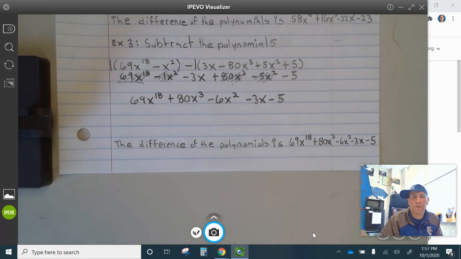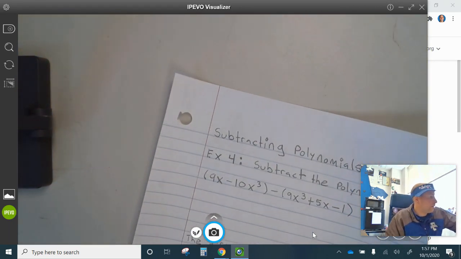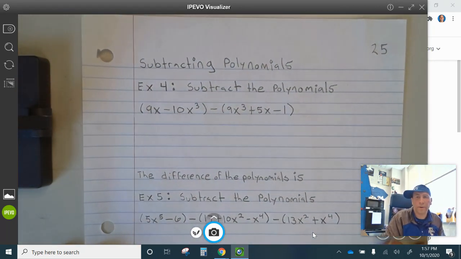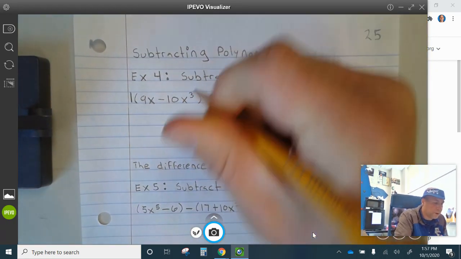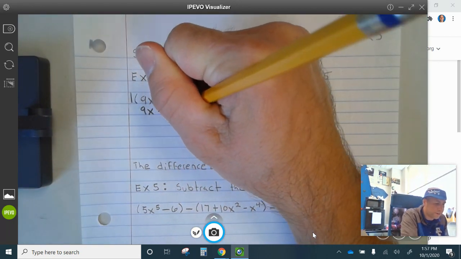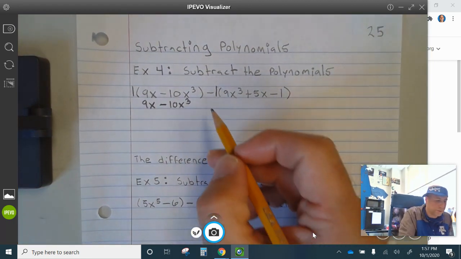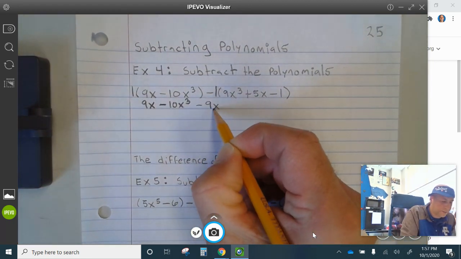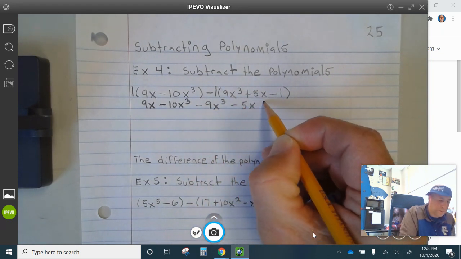Okay? So if you would, finish up example 3. All right, now that's done. Let's take a look at the next example. All right, journal page 25, subtracting polynomials, example 4. Subtract the polynomials. All right, so again, we're going to put a 1 here, 1 here. This is just 9x minus 10x cubed. Now we're going to multiply everything here by negative 1, so that's minus 9x cubed minus 5x plus 1.